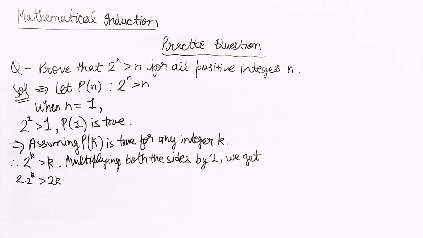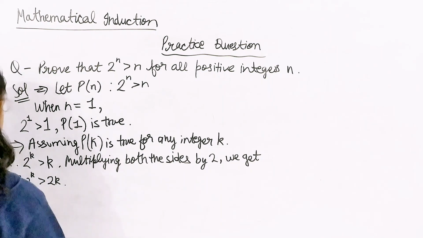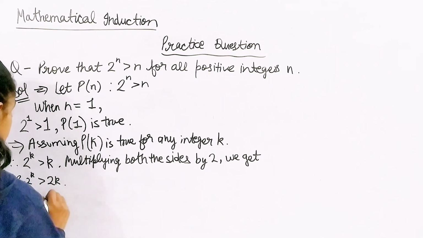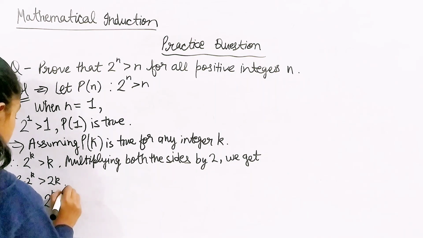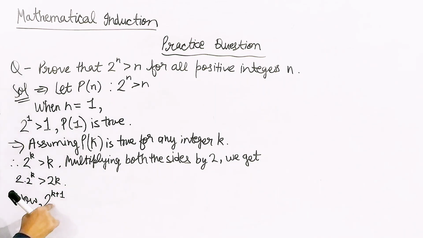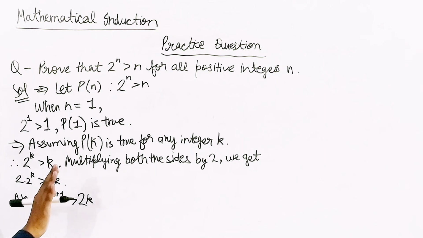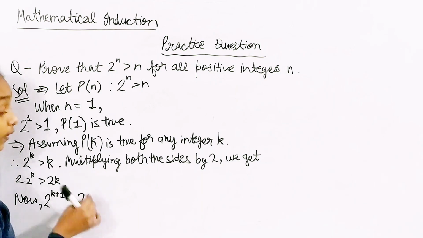Okay, so what I'll say is, now 2 to the power k plus 1. Okay, so it's 2 to the power k plus 1. Got it? So 2 to the power k plus 1 is greater than 2 to the power k. That's what we can see. This is the one thing we're going to remember for now: 2 to the power k plus 1 is greater than 2 to the power k.